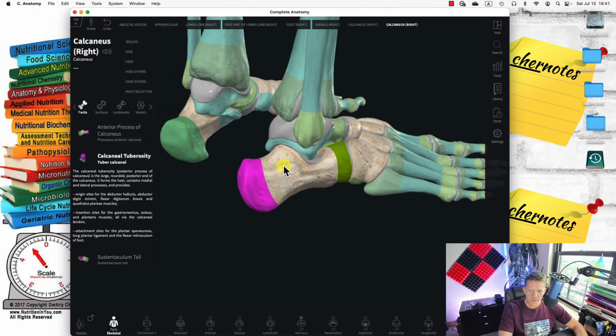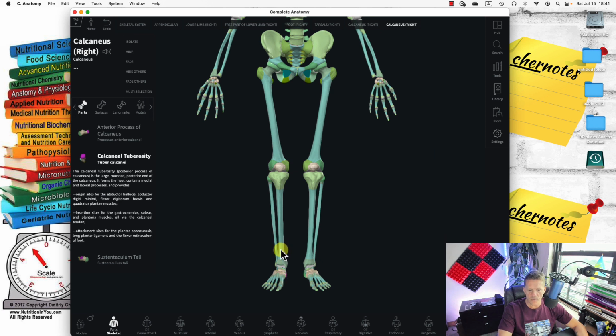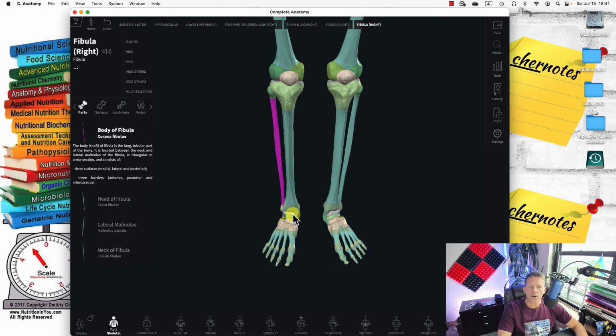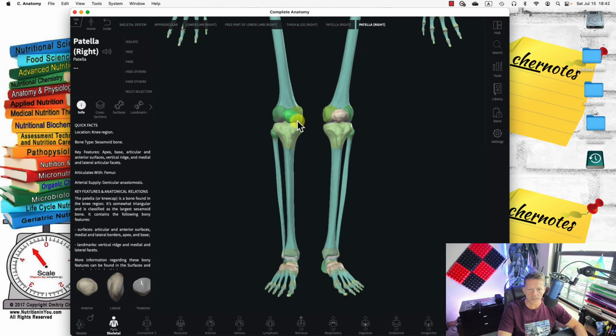So we will discuss muscles in the muscular lecture. The lower extremities have 30 bones: 1 in the thigh, the femur, 2 in the leg, the tibia and the fibula, and then 26 bones in the foot, and 1 patella. So it makes up 30 bones.